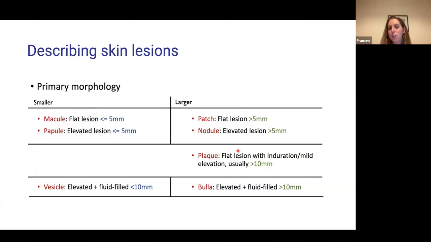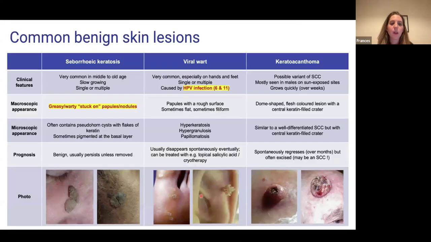Then you have your plaque, which is essentially a flat lesion that has a bit of induration, a bit of elevation, usually more than 10 millimeters, like in psoriasis, for instance. Then you have your blistering, fluid-filled areas, which can be either a vesicle, which is when it's less than 10 millimeters, or a bulla when it's more than 10 millimeters in size. So those are your different blisters that you can get.